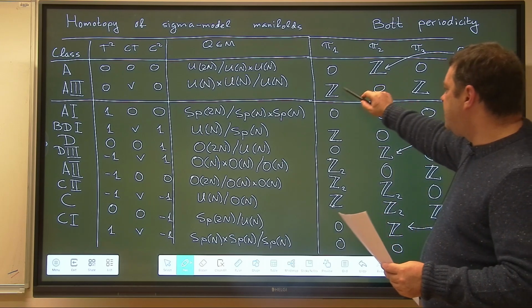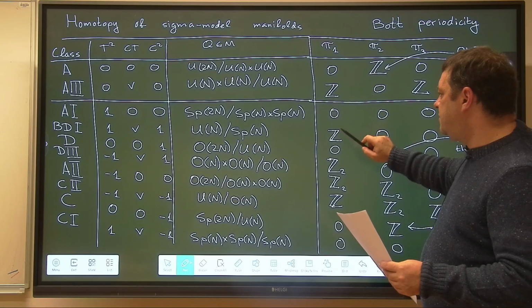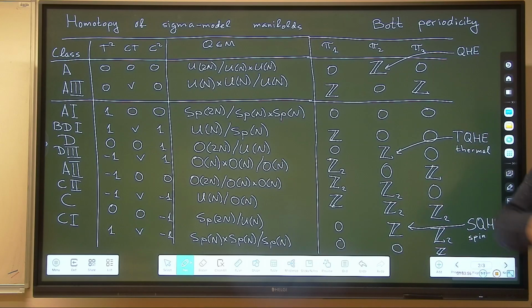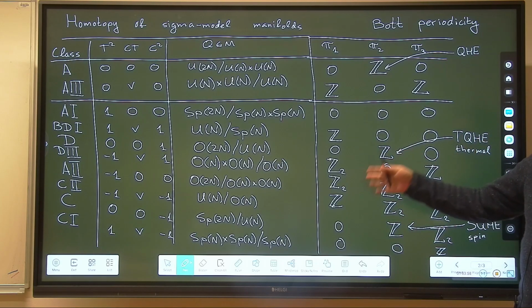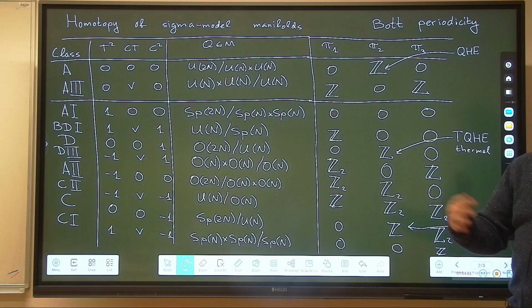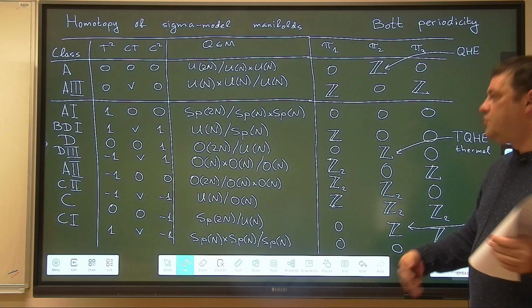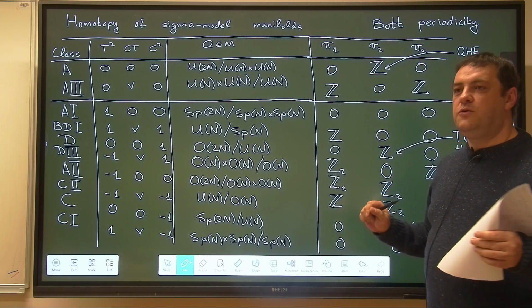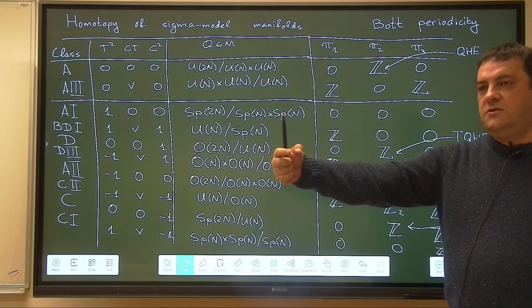Then there are 3 Z's in 1 dimension, AIII, BDI, CII. Chiral unitary, chiral orthogonal, chiral symplectic. We discussed this. This Z is responsible for the Gade and Wegner theorem. It's responsible for the absence of perturbative corrections to sigma. This also means that you can have a topological insulator in 1 dimension.